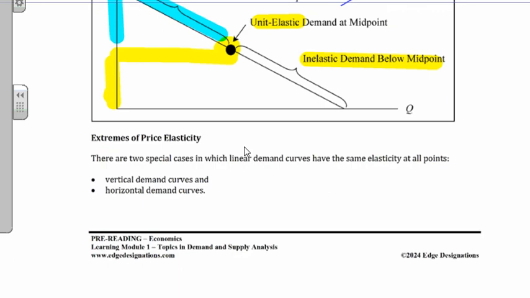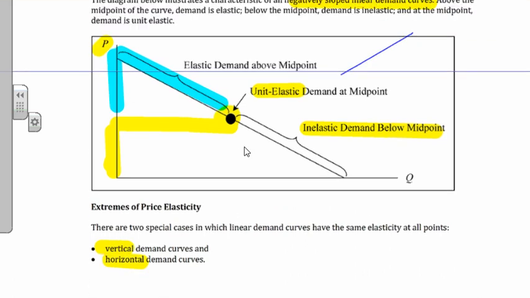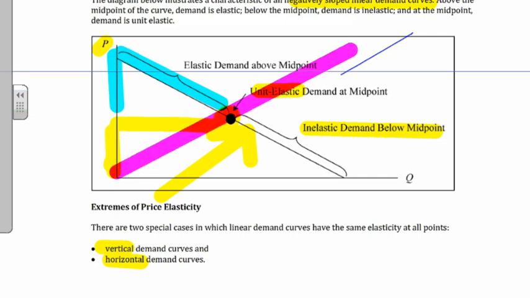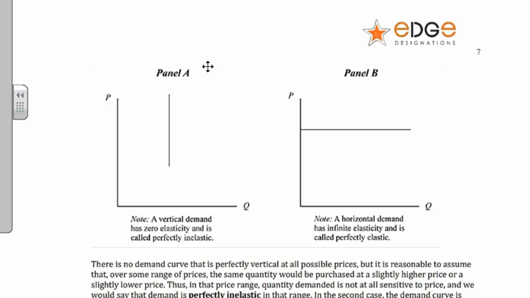Let's have a look at some extremes of price elasticity. We've got two interesting cases, vertical and horizontal curves. Remember, let's just do a quick revision over here, give me the name of this particular demand curve. You would say, yes, it's linear, it's a straight line, but it's negative. It's a negatively sloped linear demand curve. If it did something like that, that would be a positively sloped, but again, linear demand curve. We've got two special cases, vertical and horizontal. Well, look at that. There is your vertical curve, and there is your horizontal.